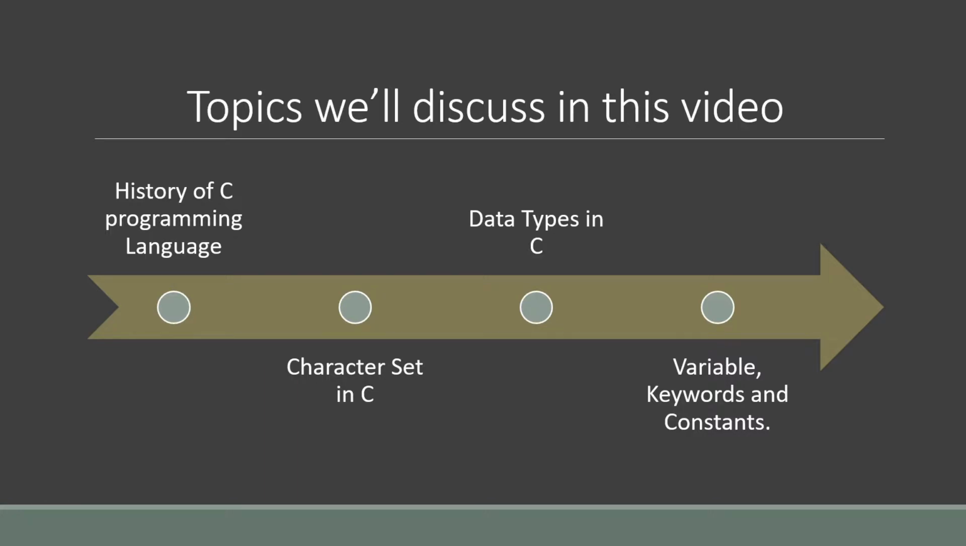We'll first discuss the history of the C programming language. Then, we'll take a look at the character set in C. After that, we'll discuss what are the basic data types in C. Then we'll learn a bit about variables, keywords, and constants. Without delaying this any further, let's get started.